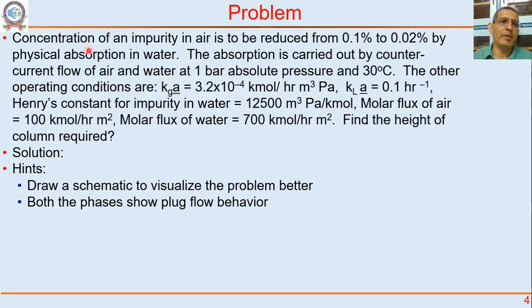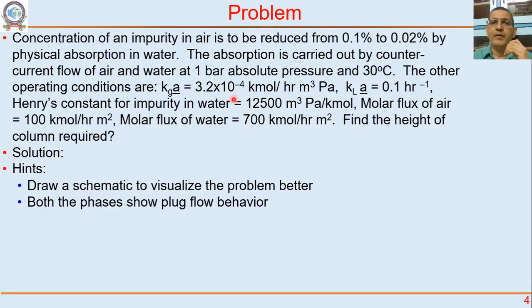Here is a problem now. We are going to use all this information and solve a problem. Imagine that there is an impurity in the air that is to be reduced from 0.1% to 0.02% by physical absorption in water. This is like your undergraduate course, physical absorption, unit operations. Absorption is carried out in counter current flow of air and water, at 1 bar absolute pressure, 30 degrees centigrade.